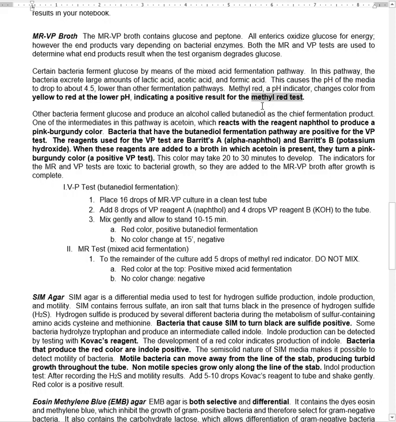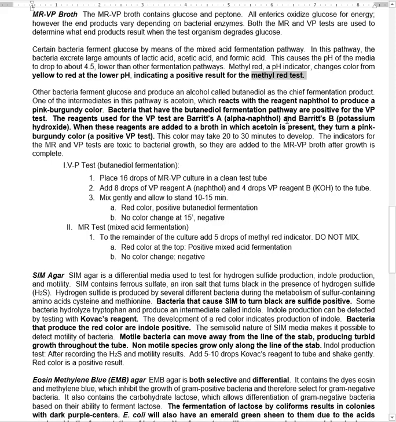Oh, by the way, let me make sure I tell you, if it doesn't change from yellow or if it even changes to orange, it's still negative. It's going to be a deep red if it's positive. Anyway, with naphthol we're going to get this pink burgundy color, and that'll give us a positive on the BP. The alpha naphthol is reagent A, reagent B is potassium hydroxide.